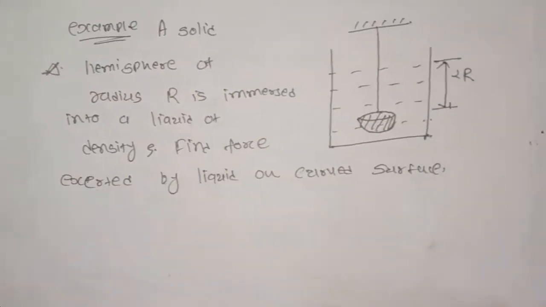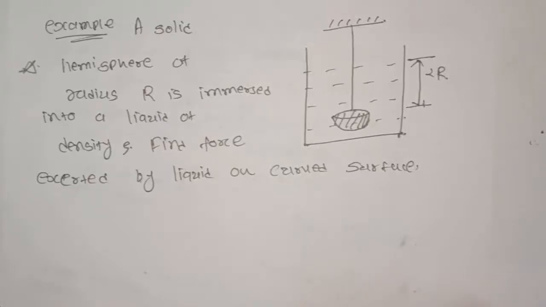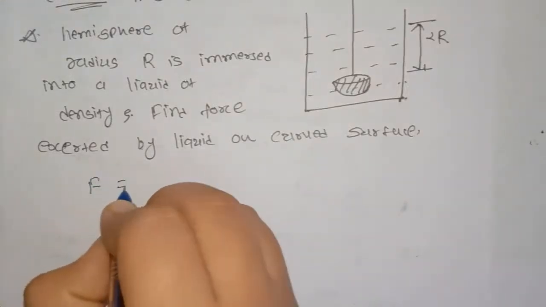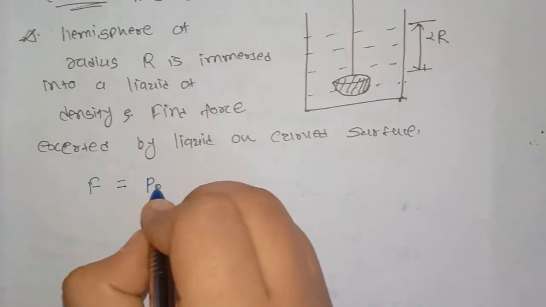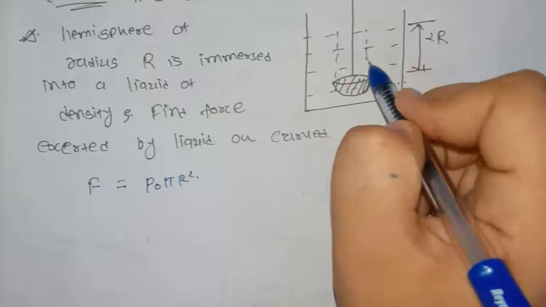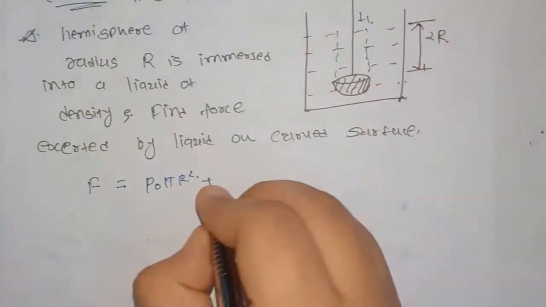In this example, a solid hemisphere of radius r is immersed into a liquid of density ρ. We want to find the force exerted by liquid on the curved surface. Here, the force on the curved surface is P naught pi r square because it is the pressure due to atmosphere plus its weight.